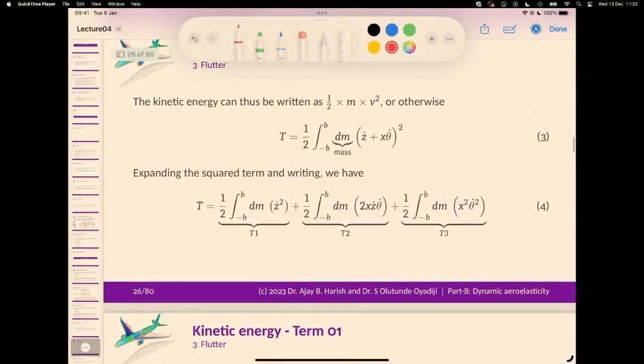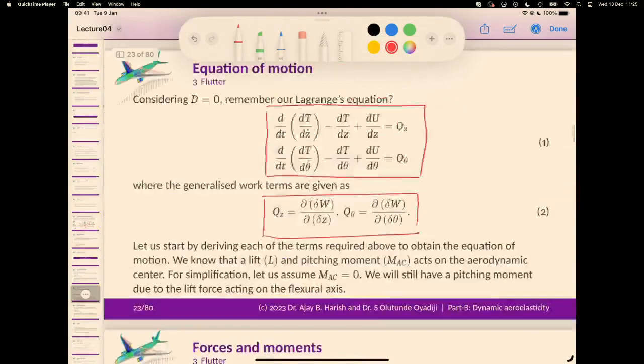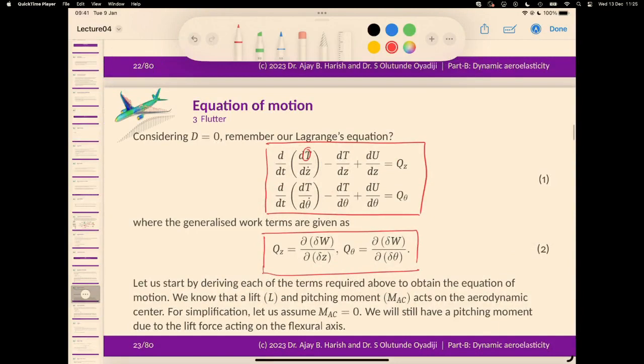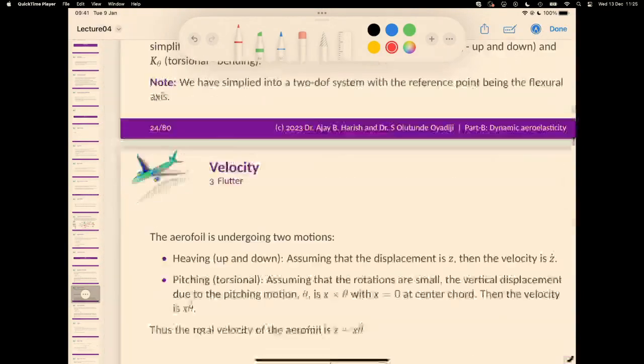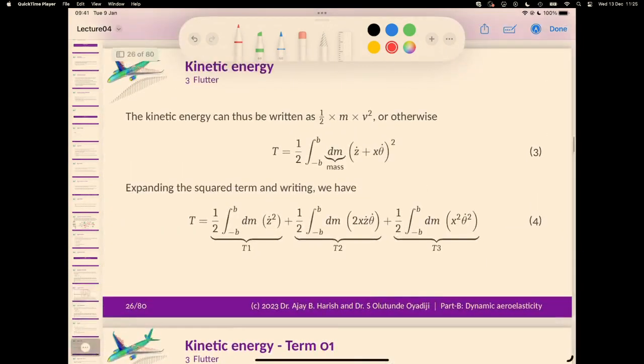So then we basically have from our Lagrange equation, we want to calculate what's the kinetic energy, what is the spring energy, and our generalized forces. Right? So we'll not go through these derivations in detail, but I will try to walk through them quickly, and then we can look at it. So what am I doing here? In order to calculate my kinetic energy, I'm saying that I'm going to take a, I have my airfoil. Let's say this is my airfoil. I'm going to take a small infinitesimal length, and I can say the mass of this is dm.